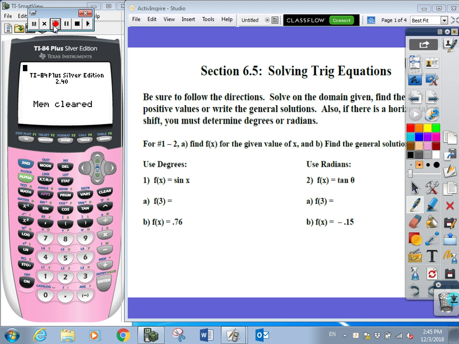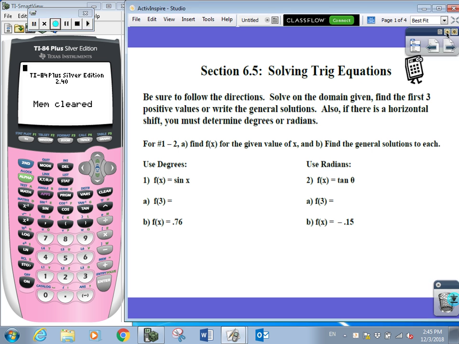All right, so first, the directions. You have to know what the directions mean. If you don't read the directions, then you might not even answer the question correctly. So it says, for numbers 1 and 2, find f of x for the given value of x. So if they give you x, then obviously you know x. So your answer is going to be the y value. So here's an x, what's y?